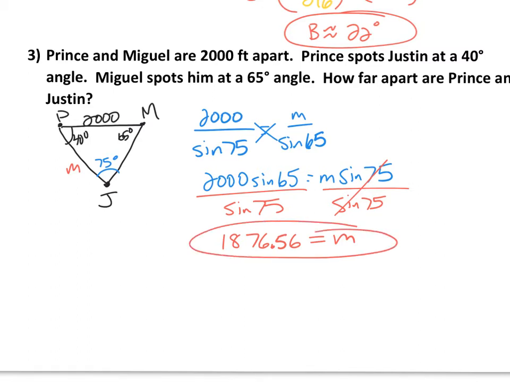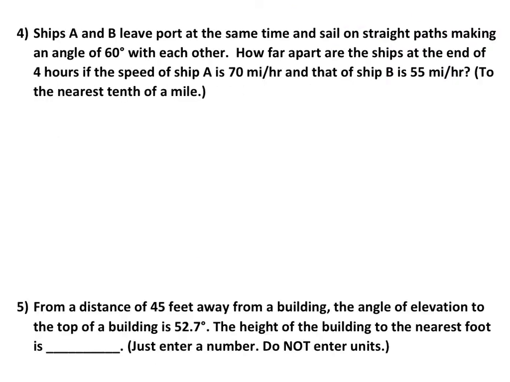All right, keep moving on here. So the fourth question here: ships A and B leave port at the same time. Okay, so we have two ships. They leave this point, so they're at this point. This is the port. Ship A, ship B. I'll put a P for port. Okay, they left port making an angle of 60 degrees with each other.